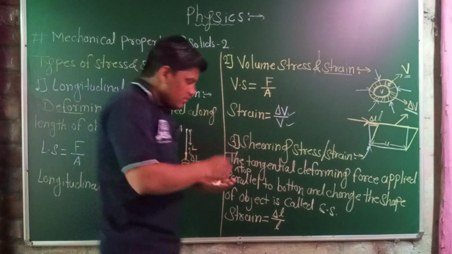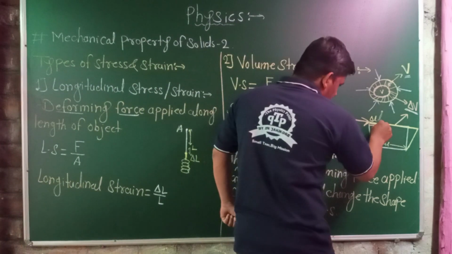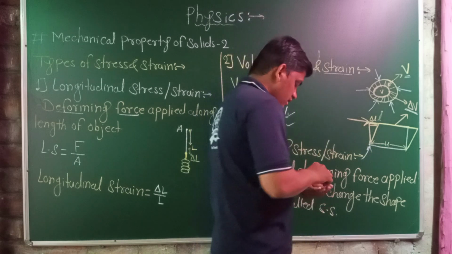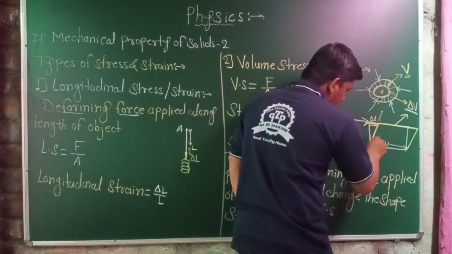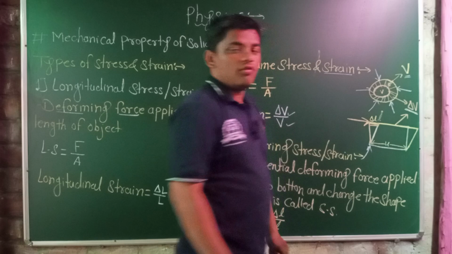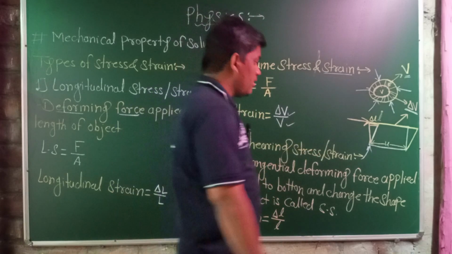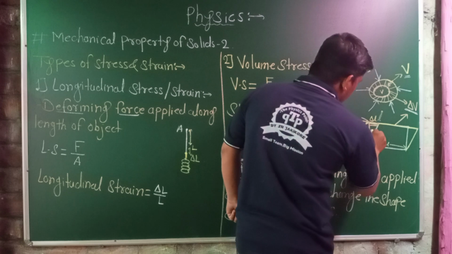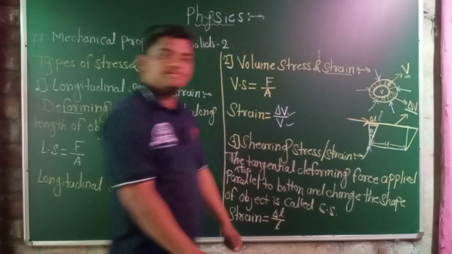Whenever we think about these two surfaces, this is our original surface, and this is the next one, when we apply a certain deforming force or after the shape of that object changes. An angle will be made between these two arms. This angle is called theta.